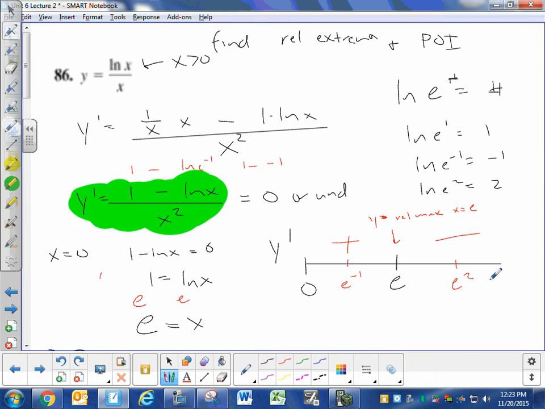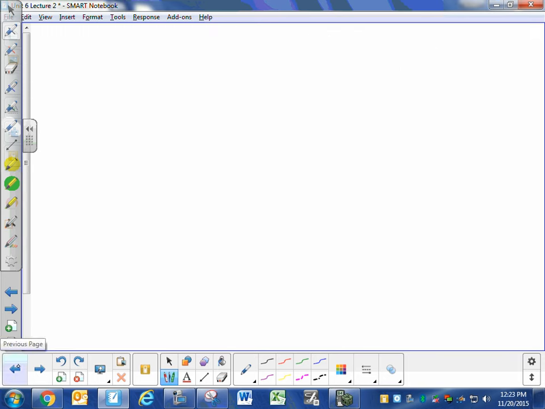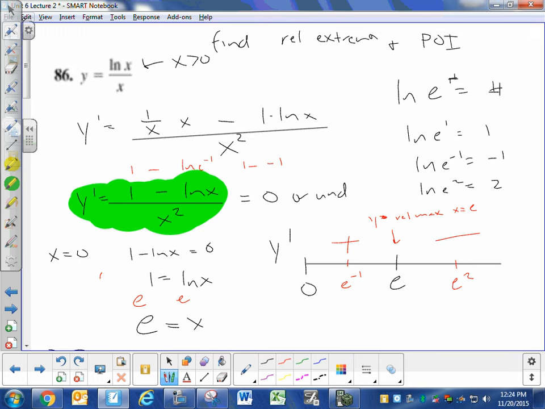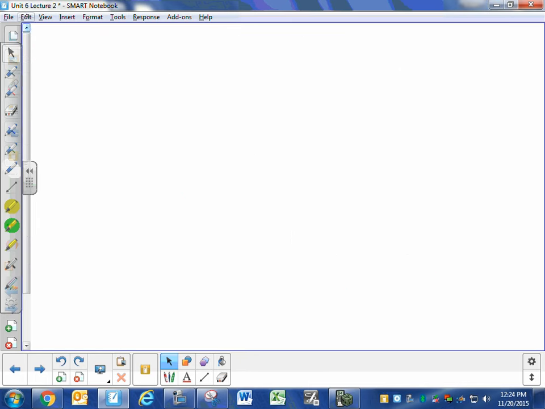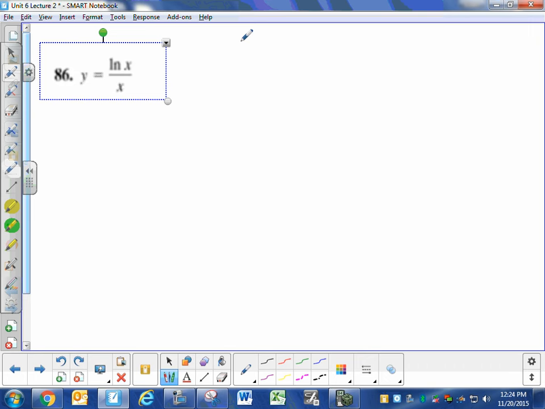So we're going to start out by doing number 86 from your homework. I wanted to do this because it both dealt with taking a derivative and then analyzing the derivative and the second derivative. 86 from the first section asks you to find the relative extrema as well as the points of inflection. Okay?